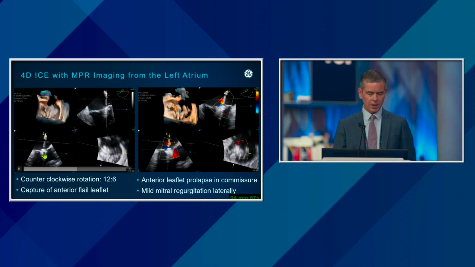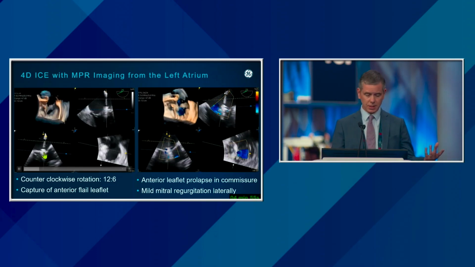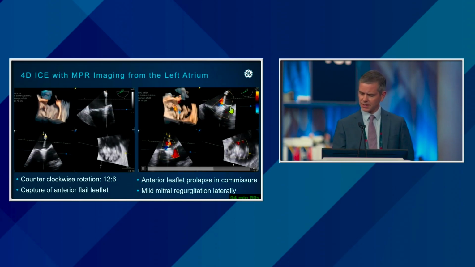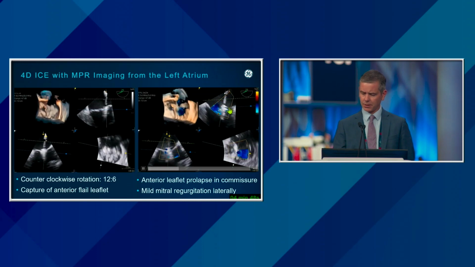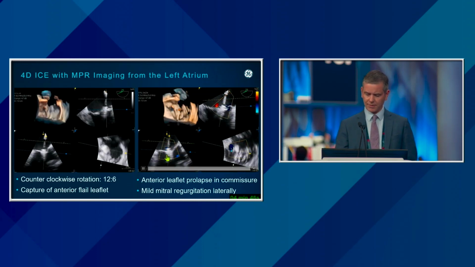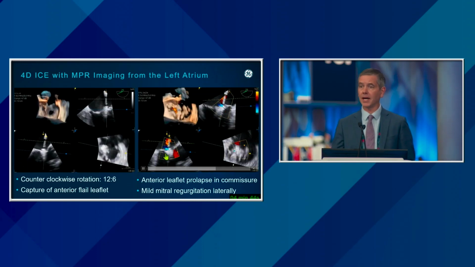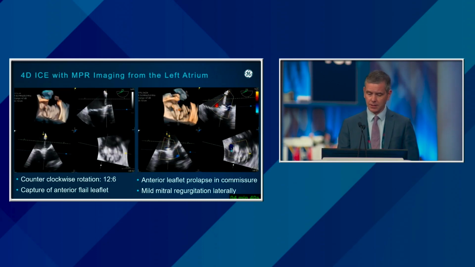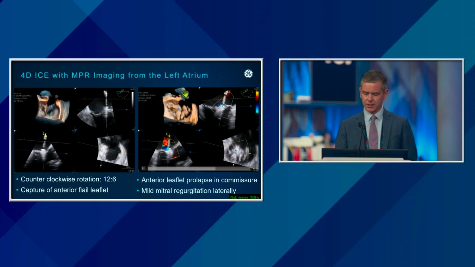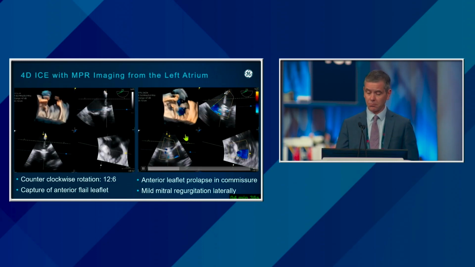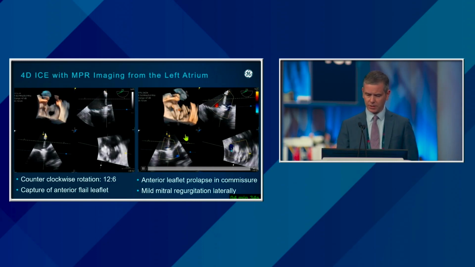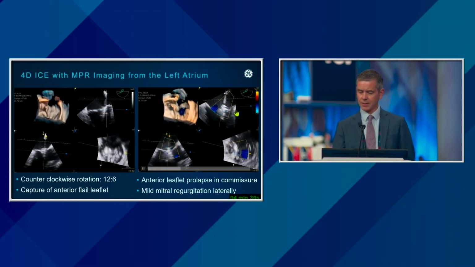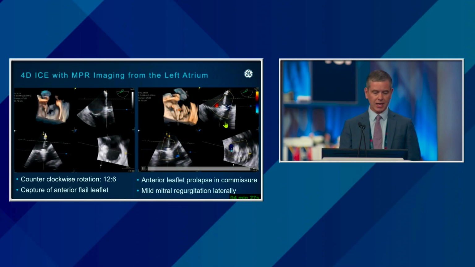We have effectively now closed the TEER device, and with color imaging and 2D imaging, you can see that there's still a little prolapse out in the commissure. We do have some mild mitral regurgitation that's posterior and lateral to this. We didn't feel that this was a significant jet medially, so we went ahead and said, well, this is a good deployment of this device, and we can evaluate this commissural regurgitation afterwards.